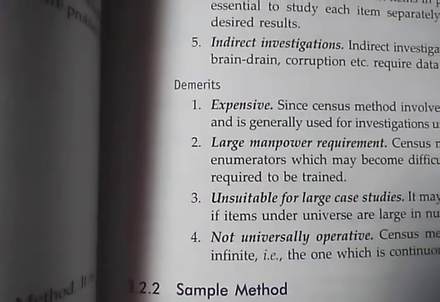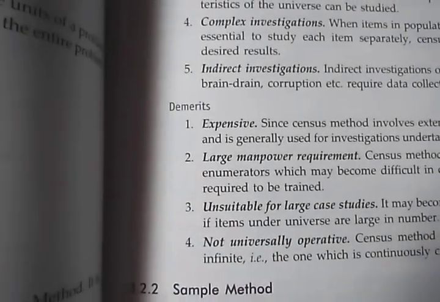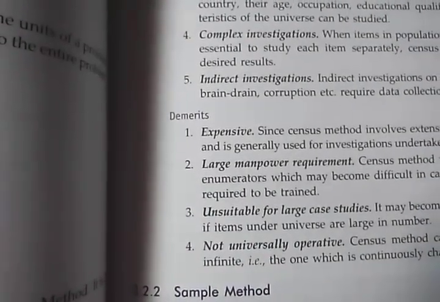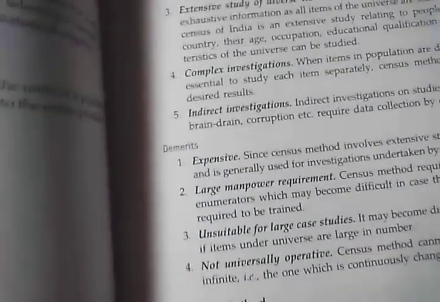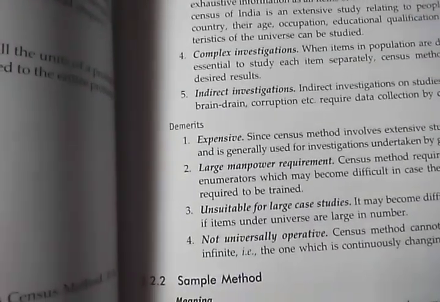What are the demerits? Point number one, the census method is more expensive, because whoever collects the data has to go to each and every household, or has to take all the items into account.